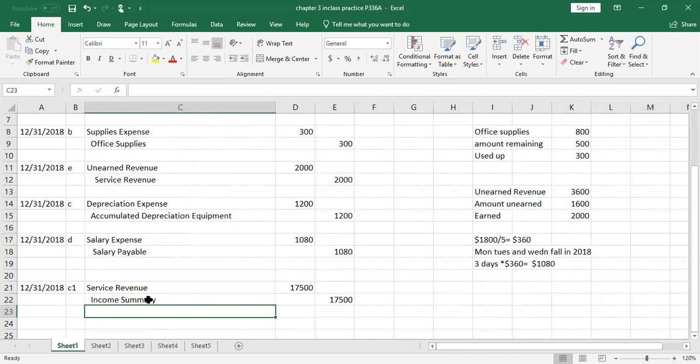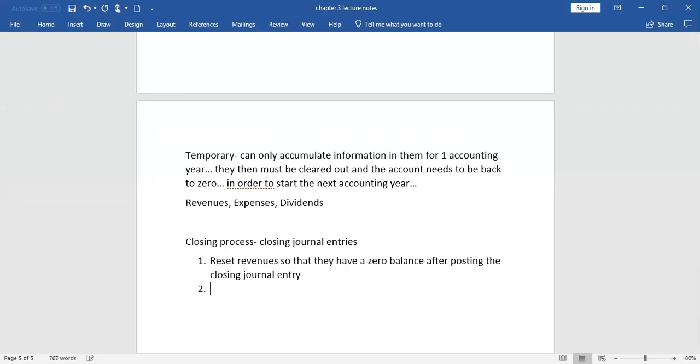On a test, I'm not going to say reset revenues to zero. No, these are very standard journal entries. Every company does the same ones. You need to know I need to do these 4 closing journal entries to accomplish the objective, which is to get the temporary accounts all reset to zero. So I'm going to go back over to my lecture notes. Let's talk about the second journal entry.